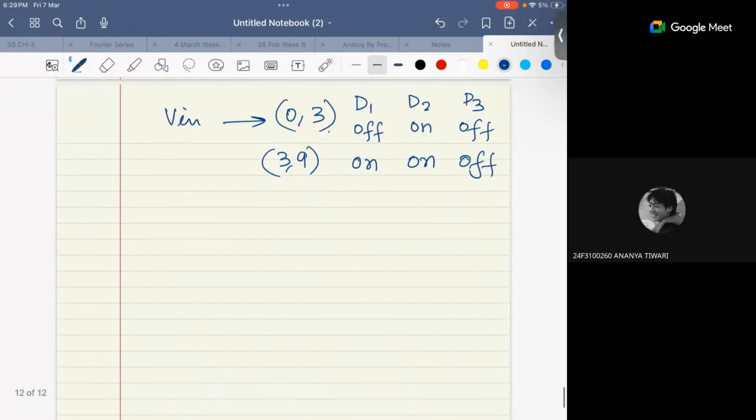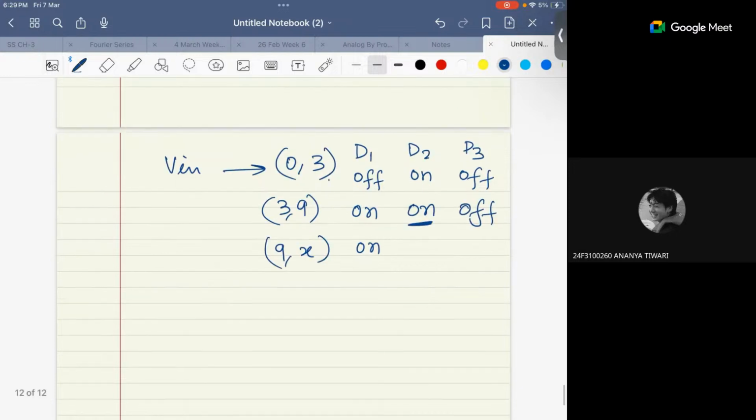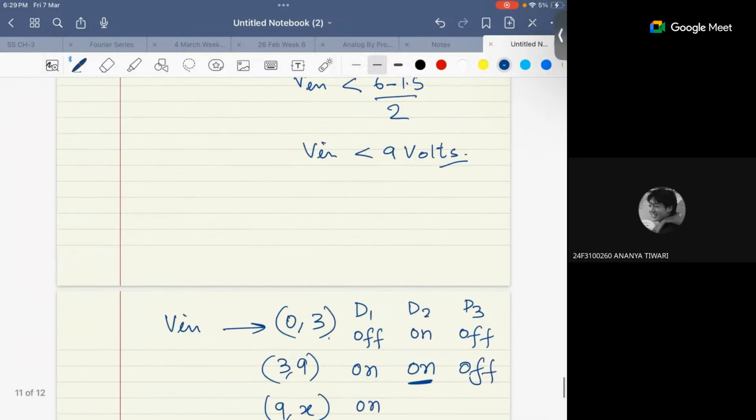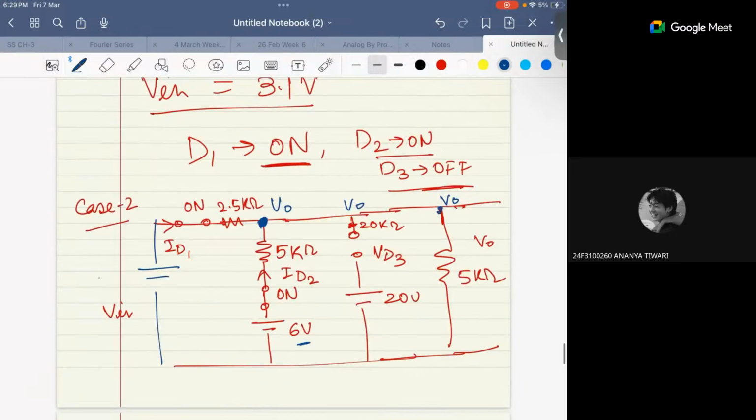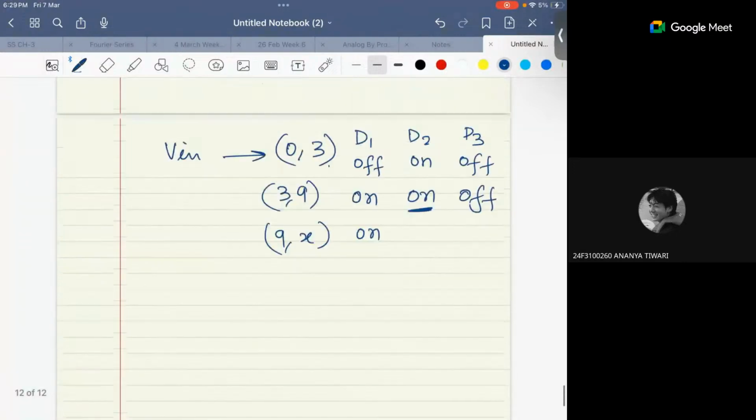Now as we are moving above 9, up to some X voltage, what happens? This D2, which was on, will become off, because it will cross 9. As it crosses 9, this V0 will be more than 6 volt, that means D2 will be off now. D1 is on and D3 was already off. Now we have to find this X also, till which V input this will hold. D1 changed, D2 changed, now D3 will also change. Everyone able to understand this, right?